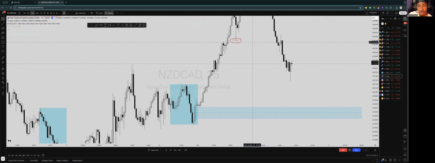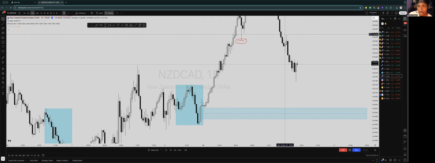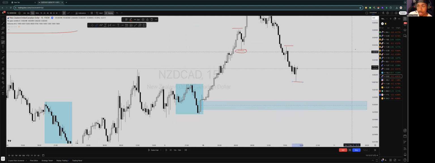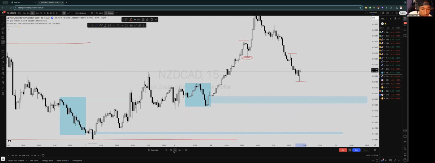So once price goes below here, you can see that there was a pullback on the 15-minute time frame here. Then price closes, closes, closes. Now this is the low. This is the 15-minute range. So I'm going to slow this down. Okay, so price closed here. So this is the new high. This is the new low.